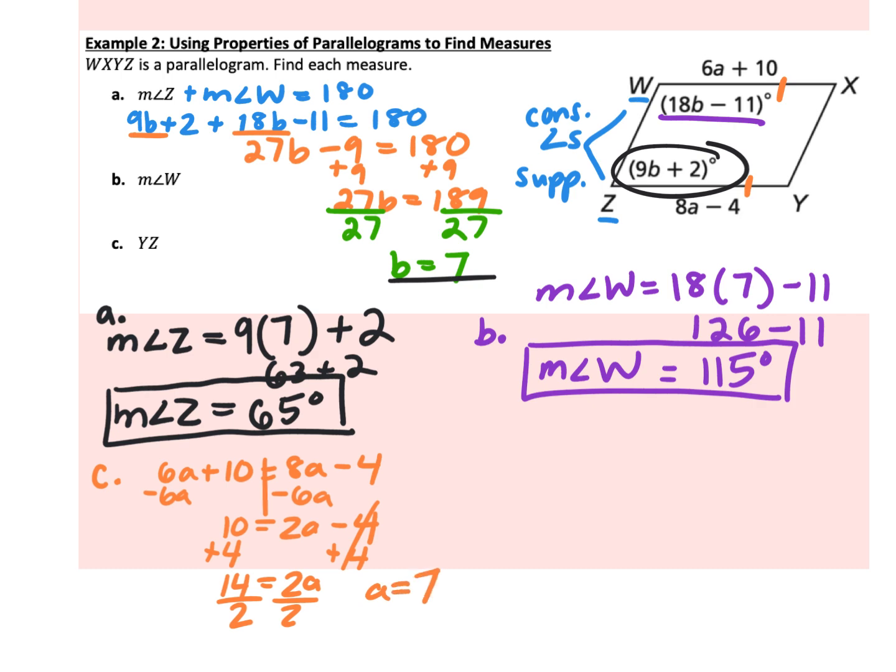Now that I know what a is equal to, I can go back and figure out the answer to the problem. YZ, you can see, is just 8a minus 4. And since a is 7, we do 8 times 7 minus 4. 56 subtract 4 is 52.